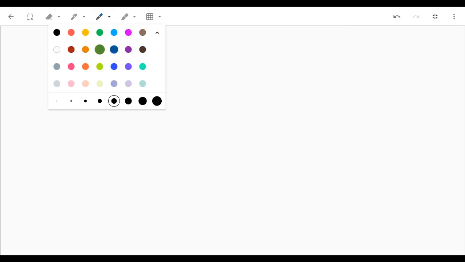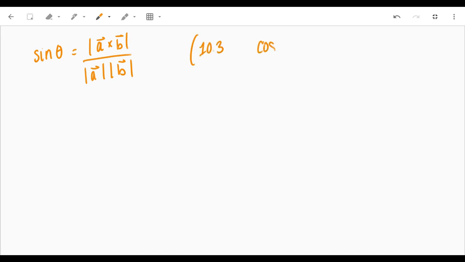We have another formula using cross product. In the dot product, we had the formula for the cosine of the angle between two vectors. With the cross product, we get the sine of the angle between two vectors. So the sine of theta is the magnitude of A cross B over the product of these magnitudes. Again, remember in 10.3, we had the cosine of theta is A dot B over the product of the magnitudes.